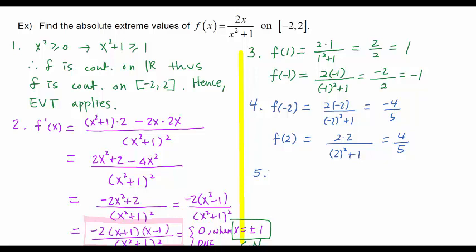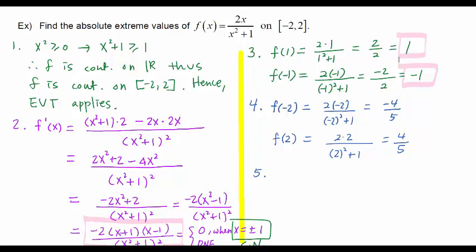So this is your absolute max. And what is the absolute min? Which one is lower, -1 or -4/5? It is -1. So your absolute minimum is going to be the -1. And they actually both happened at critical numbers. Our endpoints didn't count for absolute max or absolute min this time.